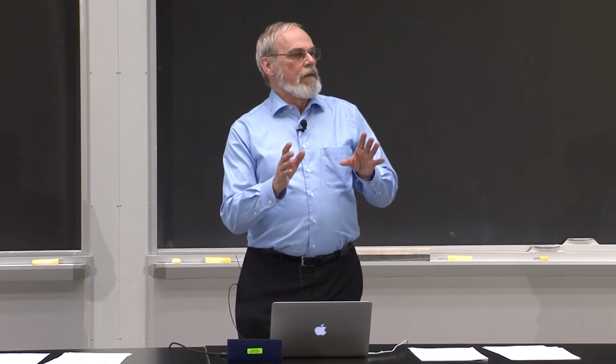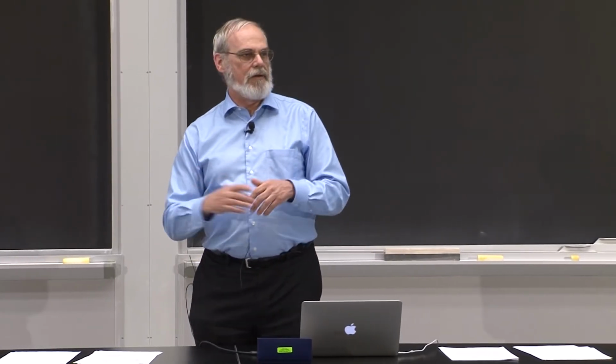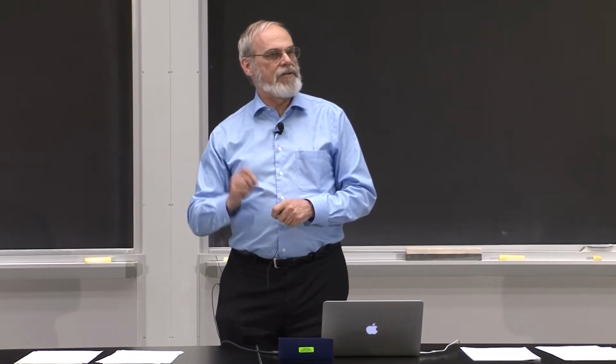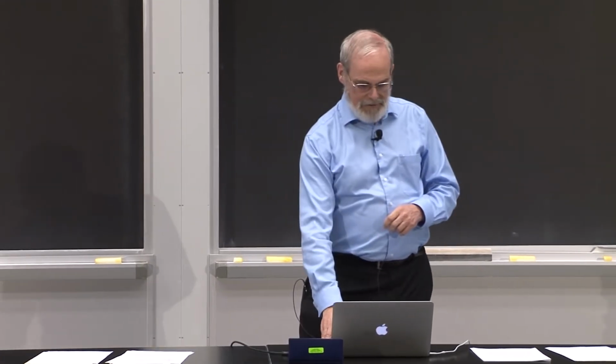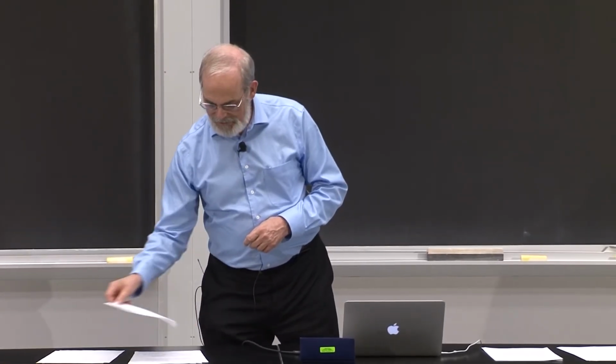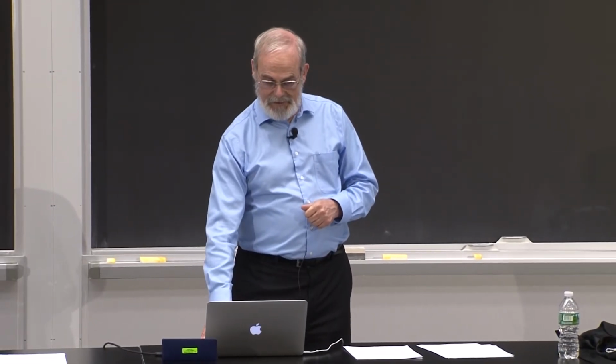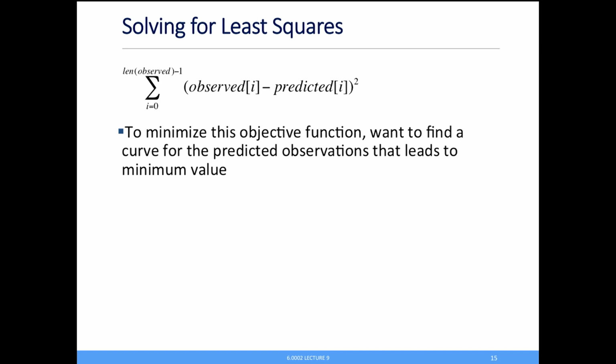Okay, this was built on the assumption that I had a line that I thought was a good fit. And this lets me measure how good a fit I have. But I still have to do a little bit more. I have to now figure out, okay, how do I find the best fitting line? And for that, we need to come up with a minimization technique. So to minimize this objective function, I want to find the curve for the predicted values, some way of representing that that leads to the best possible solution.